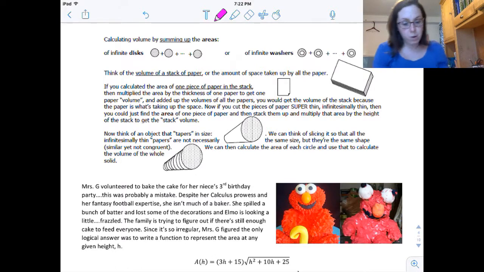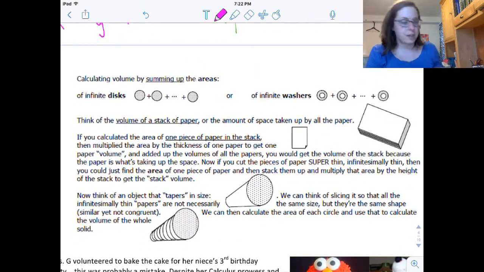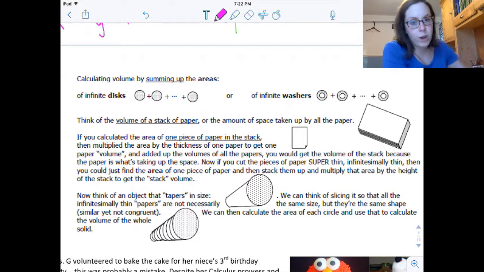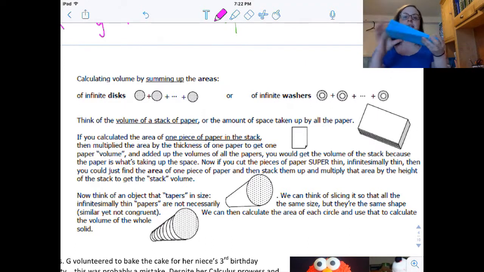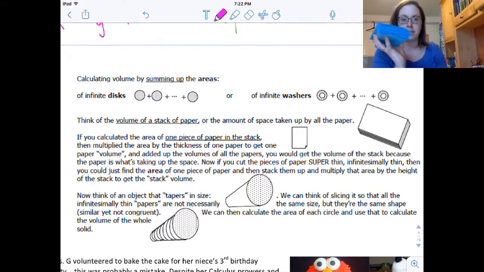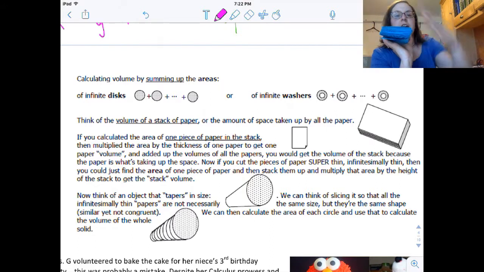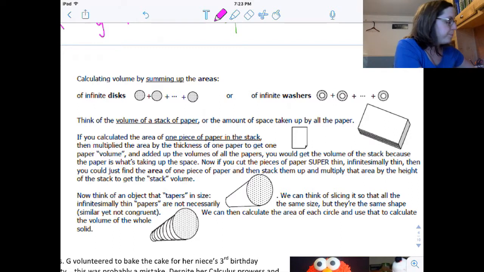So, calculating volume by summing up areas. Here's what I want you guys to think of. And I'll do this like what I did last time. I'm not going to get all the foam out, but think about this. If this is my shape, right? This is a rectangular prism kind of looking thing. What I'm looking at here is a stack of, in this case, papers, right? And each piece of paper is one layer in that stack.